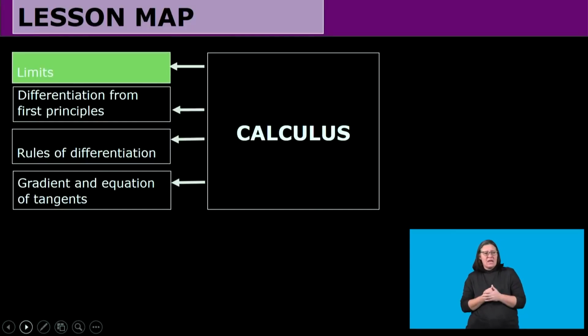So next we're going to talk about some key concepts that we'll be covering today. We're going to start off with limits, and then we'll move into differentiation and gradient and equation of a tangent.